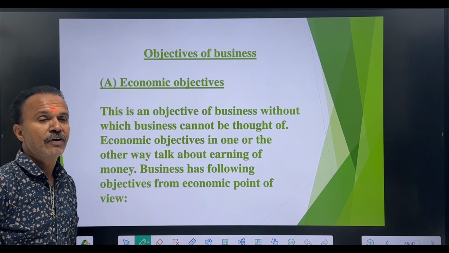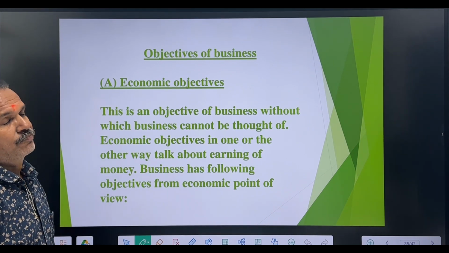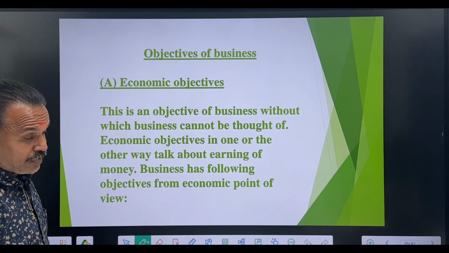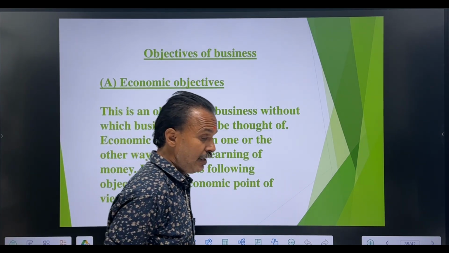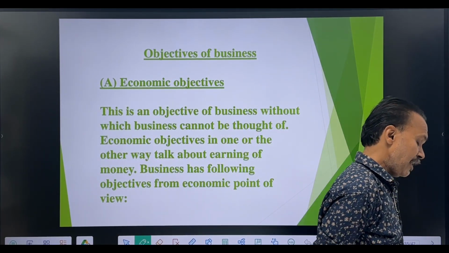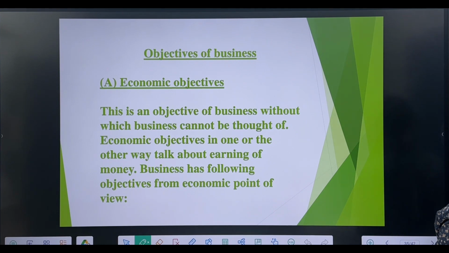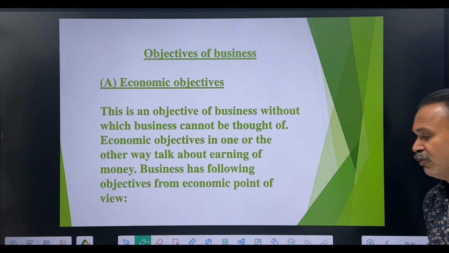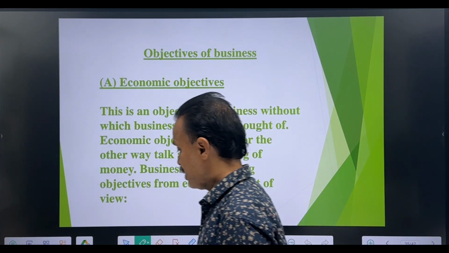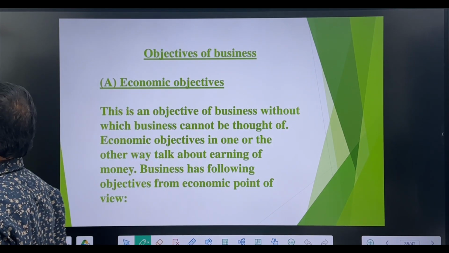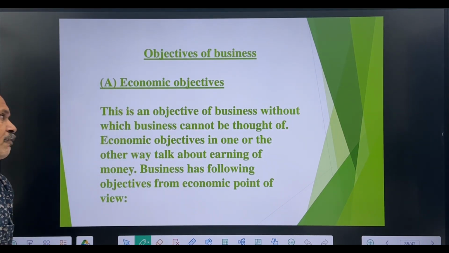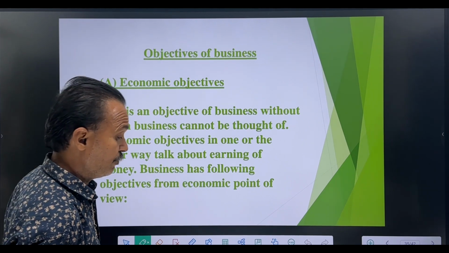Thereafter, objectives of business. The objectives of business are classified into three parts. There are three objectives of business. First, economic objectives. Second, social objectives. Third, personal objectives.